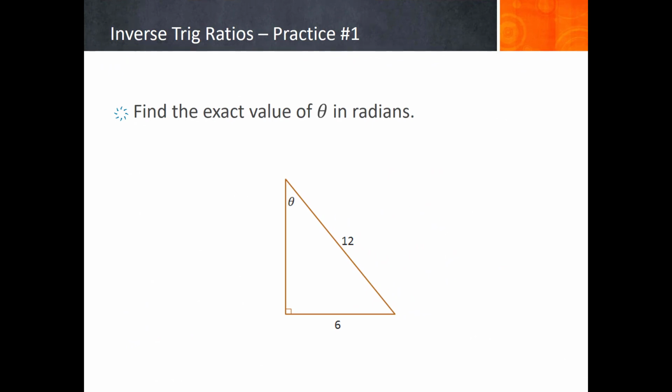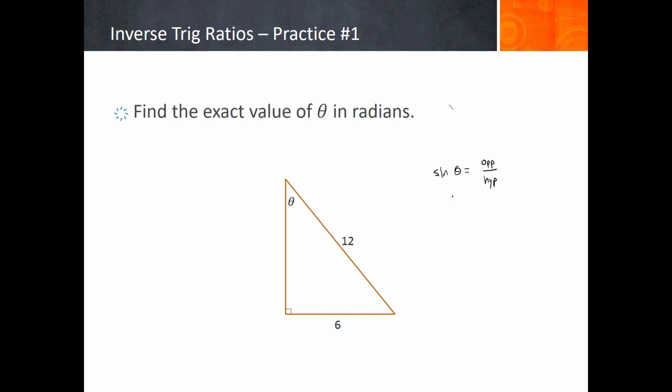So in this first example, we're given a right triangle with an acute angle theta. We have an opposite side of length 6 and a hypotenuse of length 12. And we want to find the angle. Because we have the opposite and the hypotenuse, that deals with sine. So the sine of theta would be the opposite over the hypotenuse.